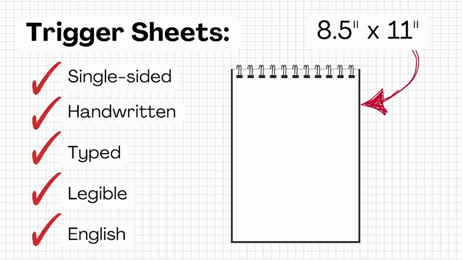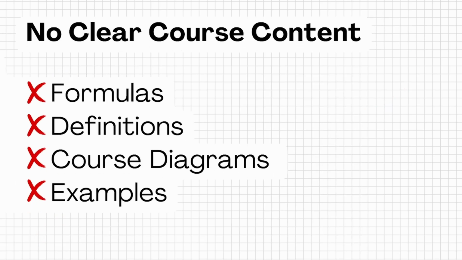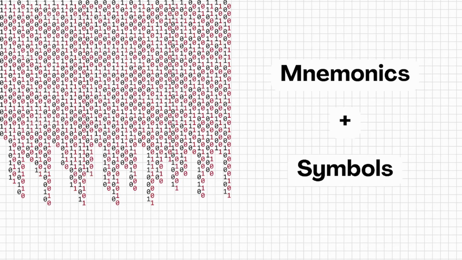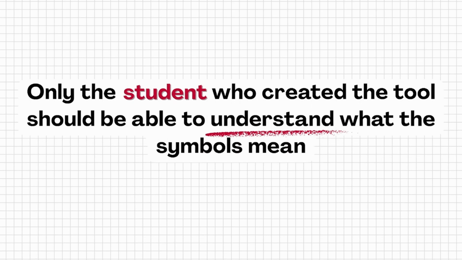Trigger sheets are a single-sided 8.5 by 11-inch page with a white background that can be handwritten, typed, or a combination of both. Any writing must also be legible and in English. Information on the trigger sheet must not contain any clear course content, including formulas, definitions, course diagrams, or other written examples. Instead, all information must be coded into mnemonics or symbols, and only the student who created the tool should be able to understand what the symbols mean.